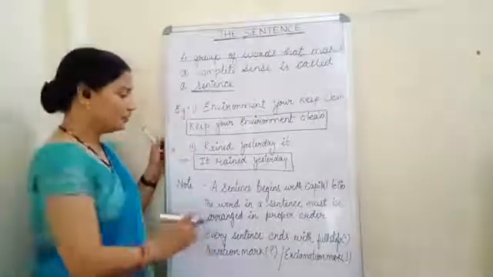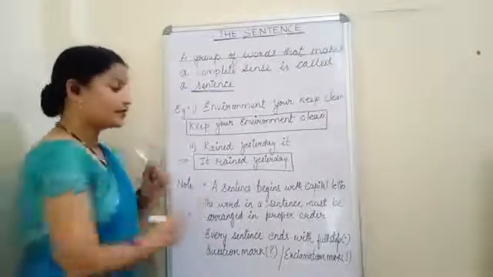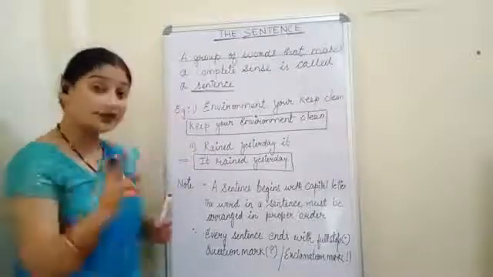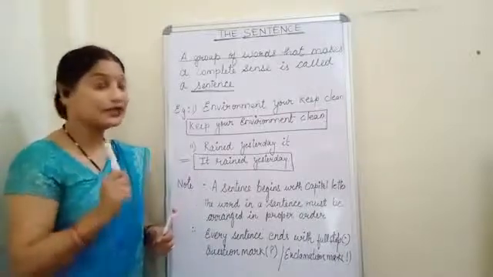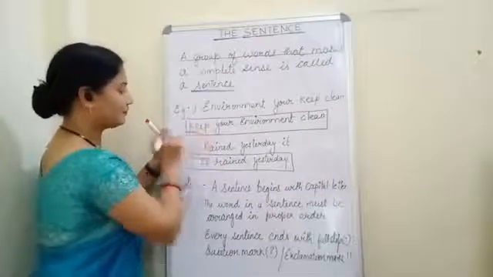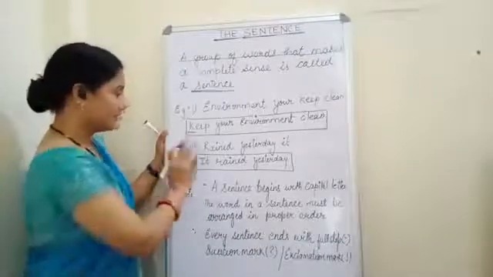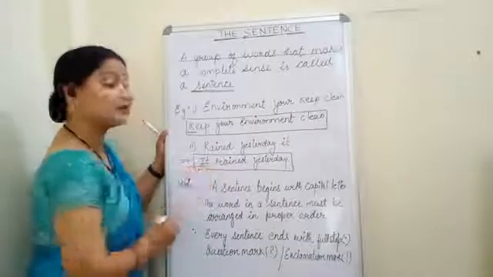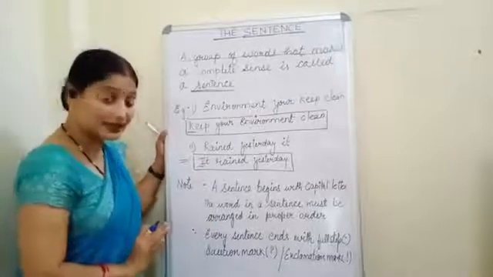Now, some points to note down in case of a sentence. A sentence begins with a capital letter. That is, the first word of the sentence should be with a capital letter. See here, "Keep." I have written K with a capital letter. "It." I have written it with a capital letter I. Okay. So, the first note is clear.